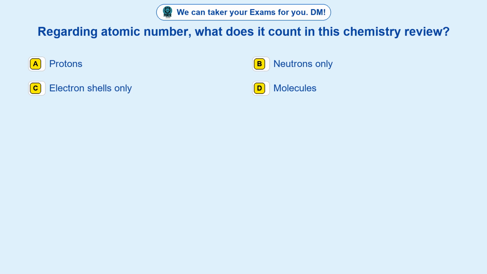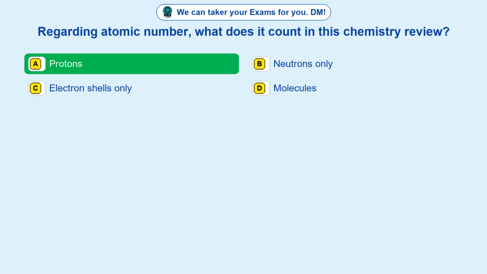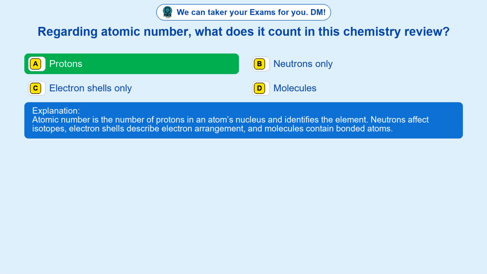Question 31. Regarding atomic number, what does it count in this chemistry review? Option A, protons. Option B, neutrons only. Option C, electron shells only. Option D, molecules. The correct answer is option A, protons. Atomic number is the number of protons in an atom's nucleus and identifies the element. Neutrons affect isotopes, electron shells describe electron arrangement, and molecules contain bonded atoms.